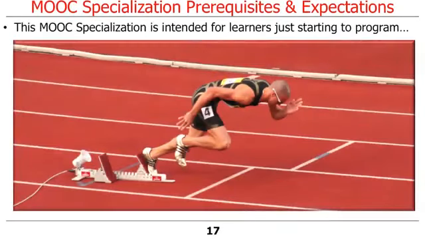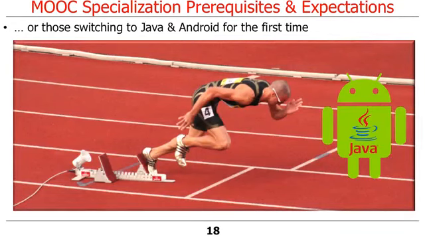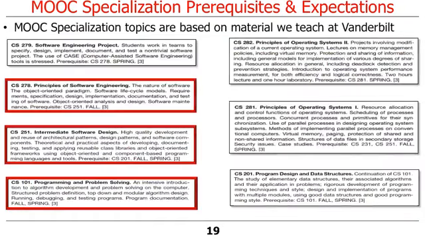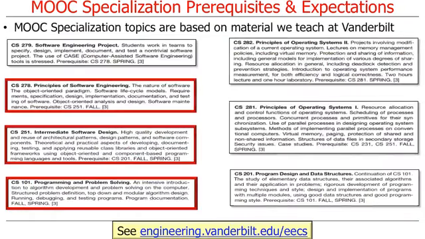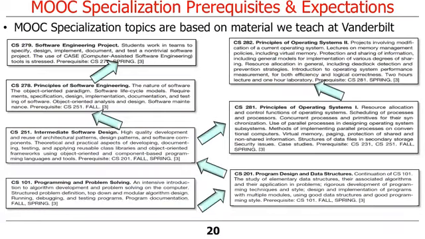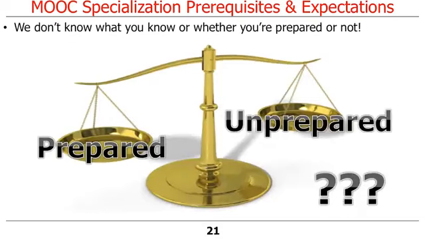This MOOC specialization is intended both for learners who are just starting to program, as well as for learners switching to Java and/or Android for the first time. The topics covered in the MOOC are based on material we teach to our undergrad students at Vanderbilt University. When teaching these courses to our students face-to-face, we can rely on them having taken the necessary prerequisites in the right order. In contrast, one challenge of teaching MOOCs is that we don't really know what you know, or whether you're prepared to master the topics we cover.